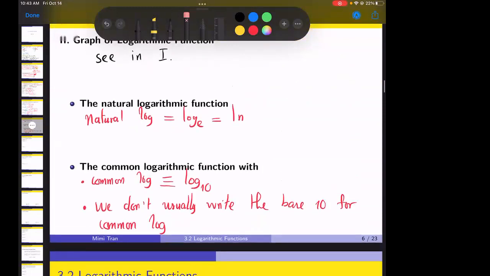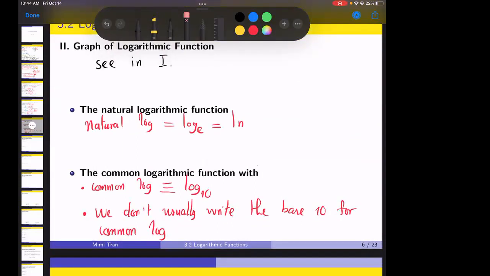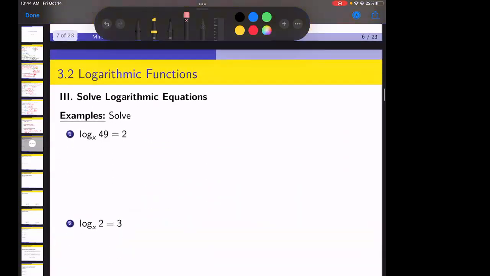If I write just log, then it's understood as log base 10, right? ln is log base e. So ln is the same thing as writing log base e, the natural log. Let's solve this one. Now, I don't know how to solve for log, not yet, but I know how to solve for an exponential function. So I'm going to turn this into an exponential function using the little arrow thing. So x squared equals 49. So far, so good.